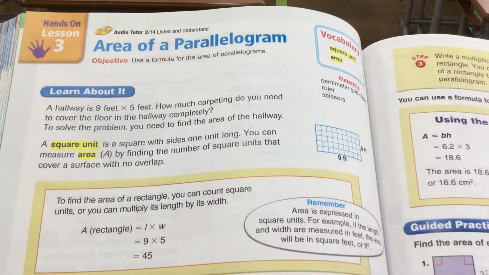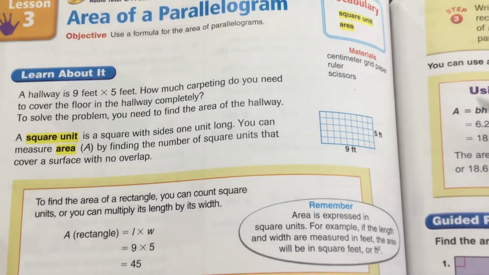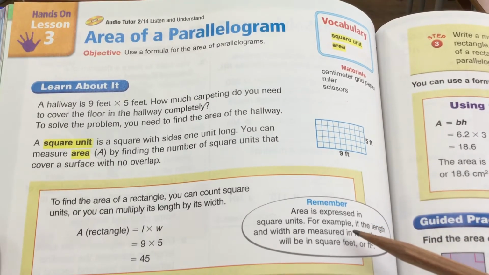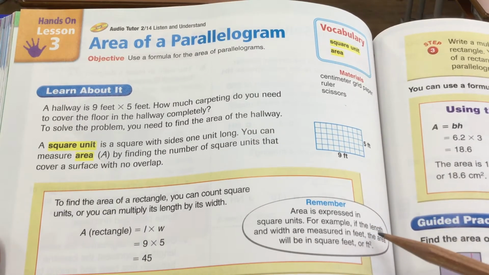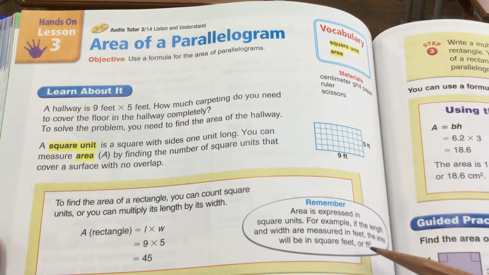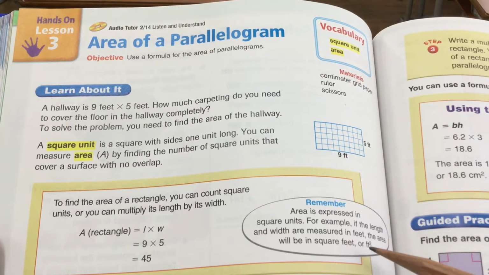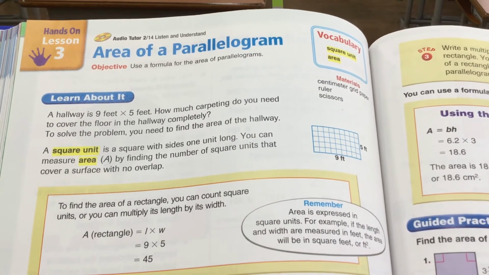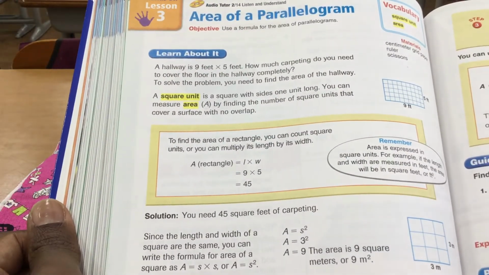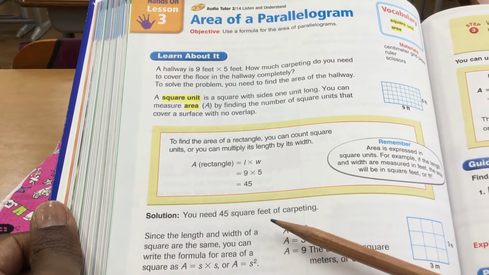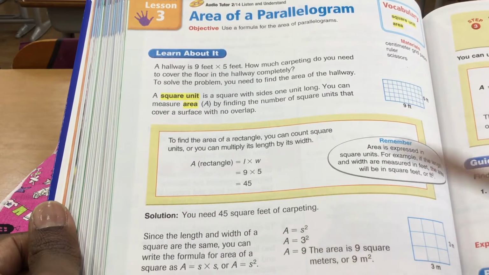Now this part is very important. Please listen. Remember, area is expressed in square units. For example, if the length and width are measured in feet, the area will be in square feet, or as it's written here, feet squared. So back to our question, the answer: you need 45 square feet of carpeting.